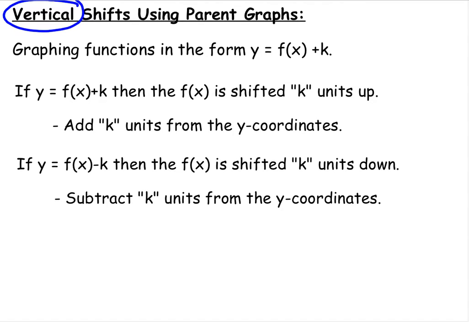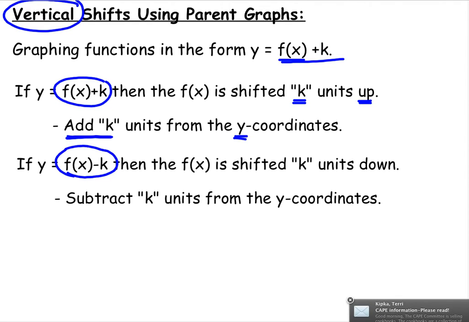You're going to have an f of x plus k outside the function. So if you have f of x plus k, it's going to shift up k units. Again, this should be review. So we're going to add k to all the y values. If you have f of x minus k, you're going to shift down k units, and you're going to subtract k from all the y coordinates. All right, let's go ahead and do an example.